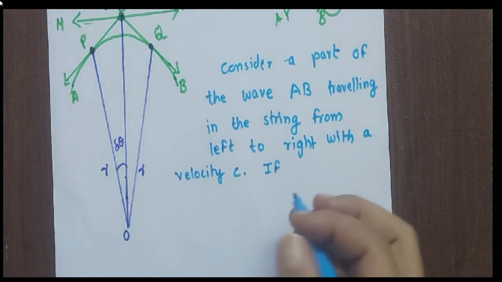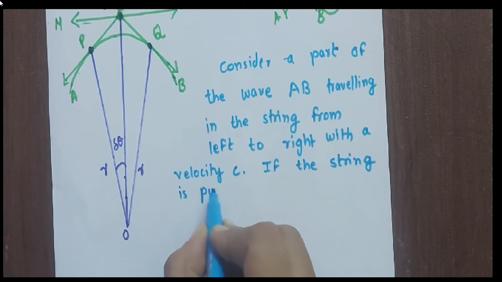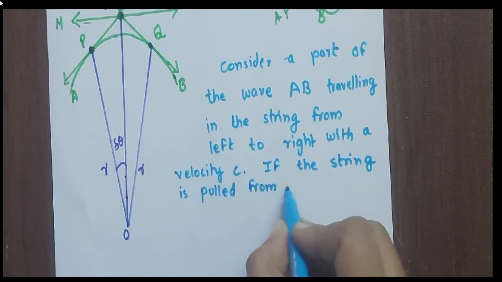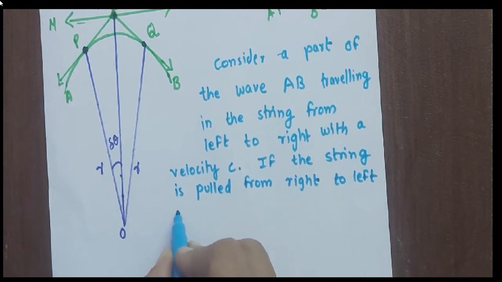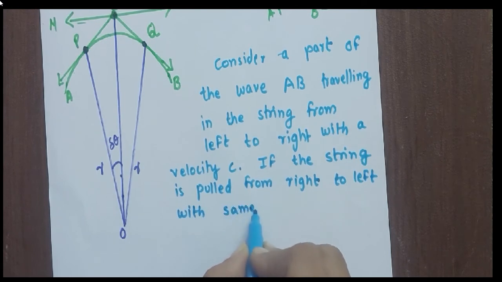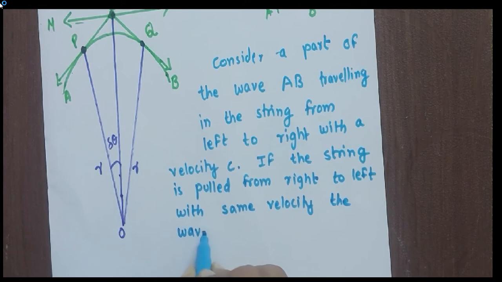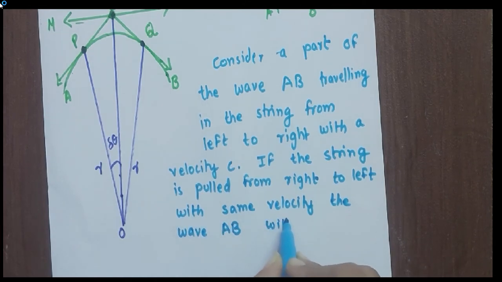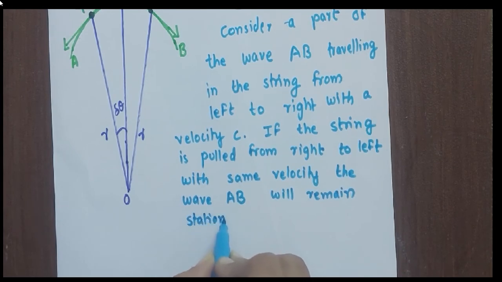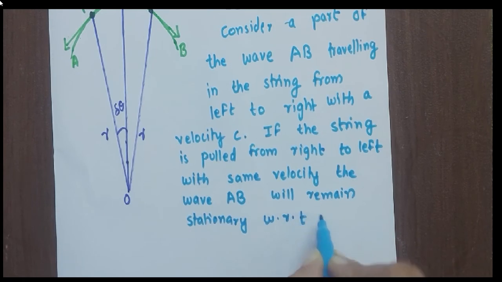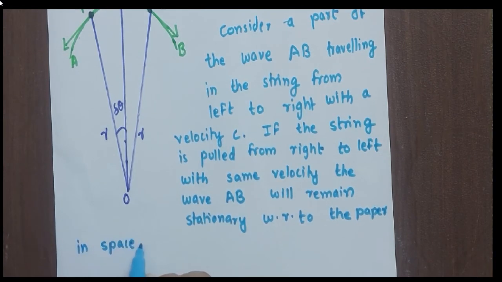If the string is pulled from right to left with the same velocity, the wave AB will remain stationary with respect to the paper in space.